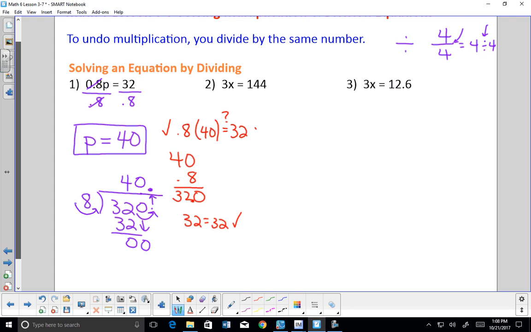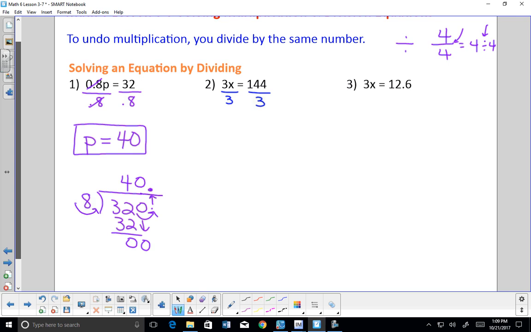Since my check got into my problem, I think at this point I'm going to erase it now so that I have space to work on my next problem. My next problem says 3x equals 144. So 3 times x equals 144. To undo multiplication by 3, I will divide by 3. If I do it to one side of the equation, I must do it to the other side of the equation. Absolutely every single solitary time.